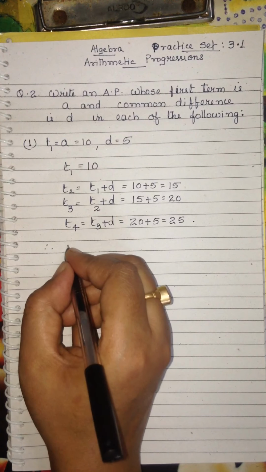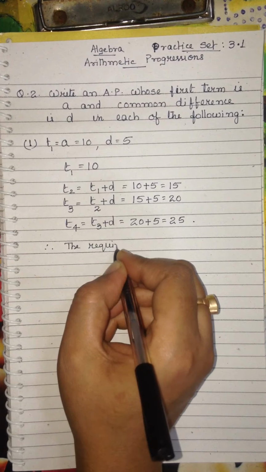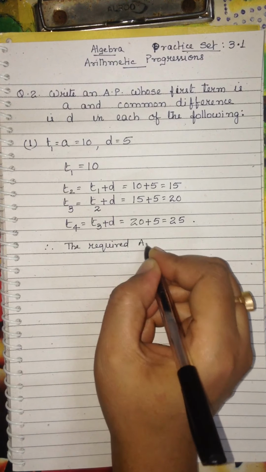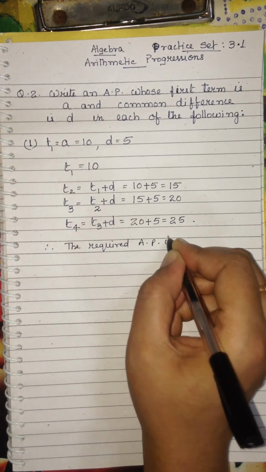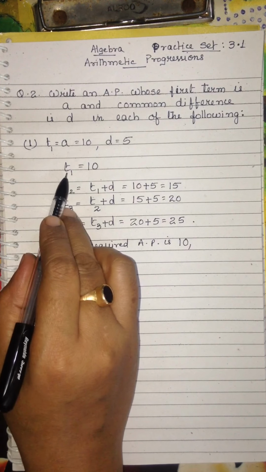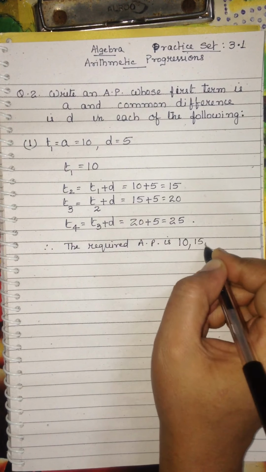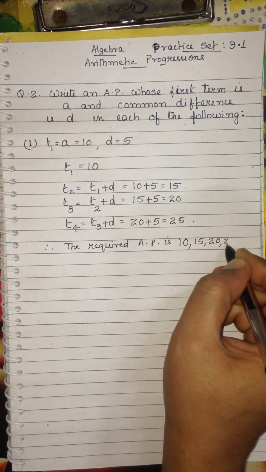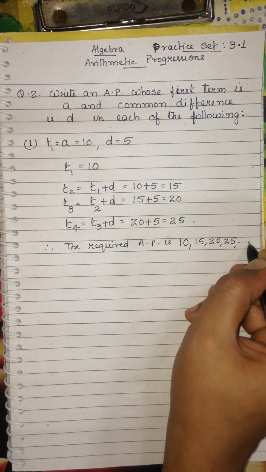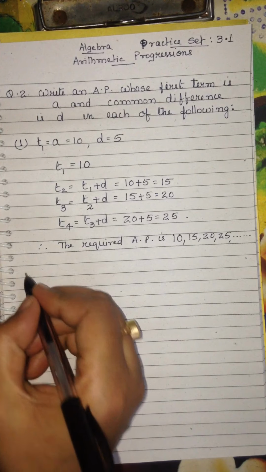Hence the required arithmetic progression, that we take as AP, is, right, one after the other, 10 first, always don't forget this, 15, 20, 25, and you have to put the dots, means it is an infinite sequence.